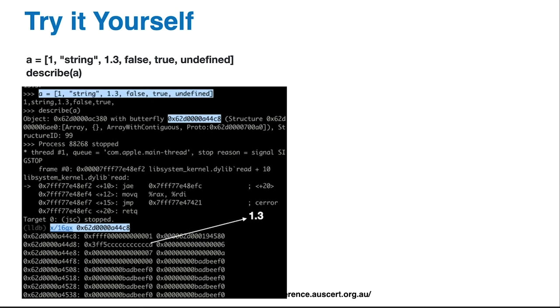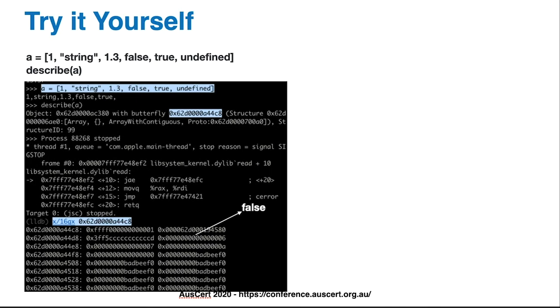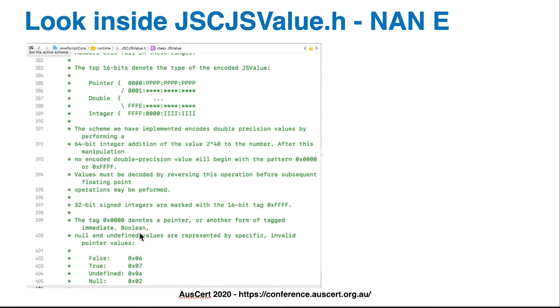Similarly, you have the float, which, as we discussed previously, is stored as unsigned long int. And then we have specific values for Boolean statements. For example, false is 6. You can also see over here that false is stored as 6 and true is stored as 7.